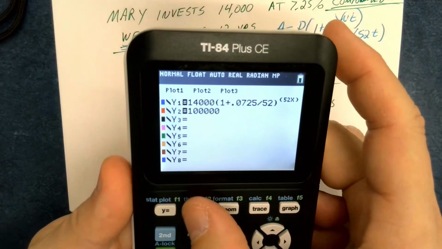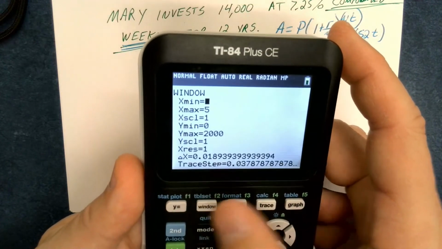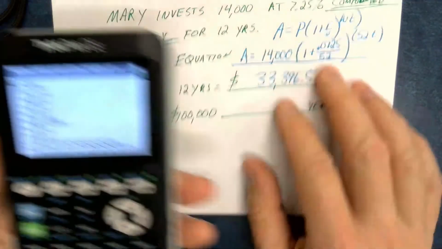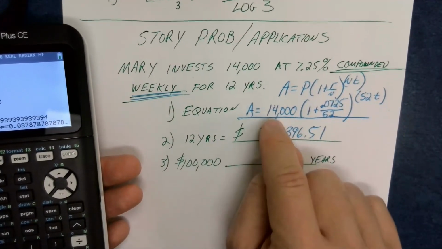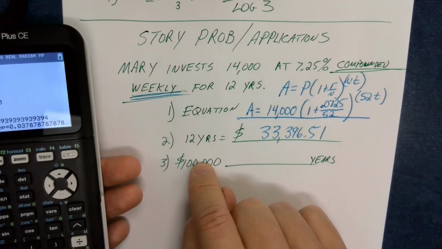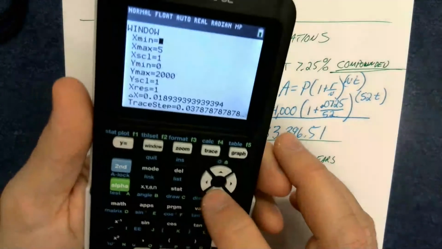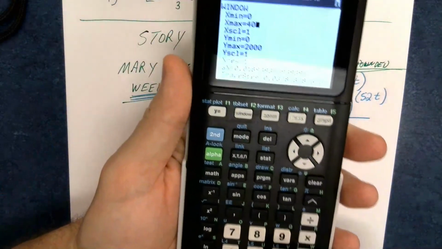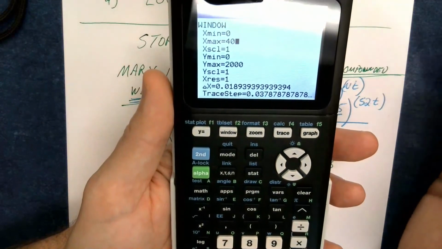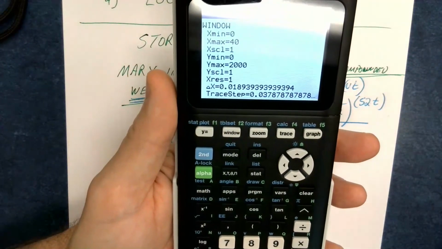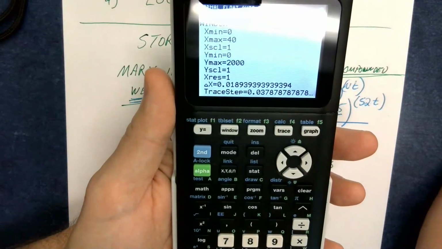So here's where I have to be smart enough and understand the question enough to get a window that makes sense. So one more time. It took me 12 years to get this far, and I'm trying to get it all the way to 100,000. I might just go ahead and put it at 40 years. I think in my brain it's going to happen before 40 years. In fact, I think it might even happen before 30 years. It's going to be close to that. But going to 40 is not bad.